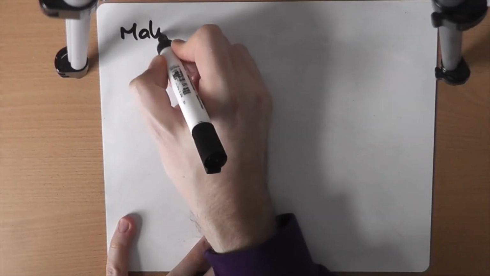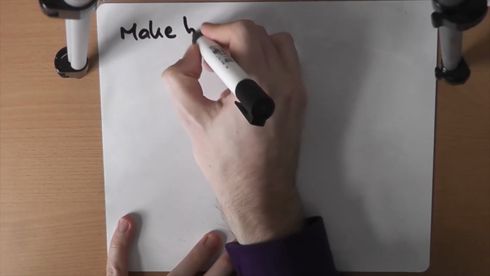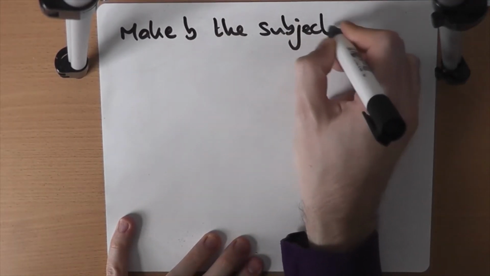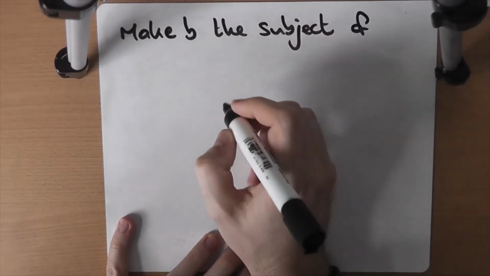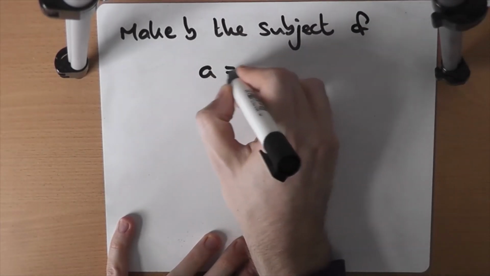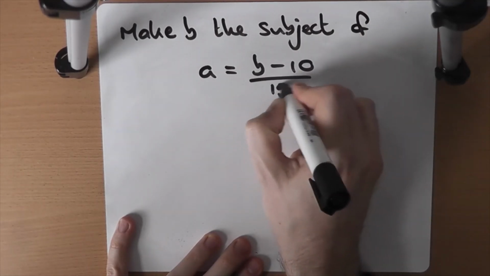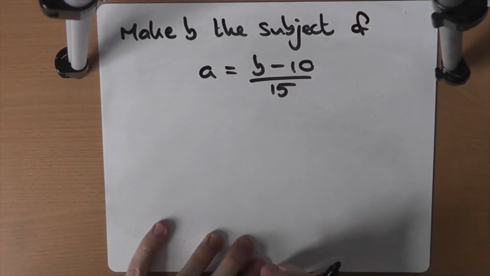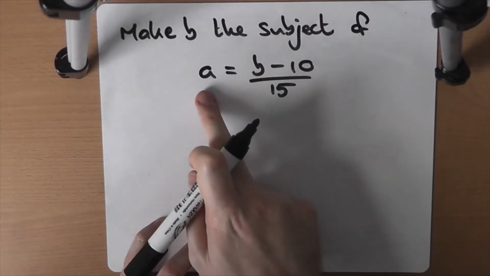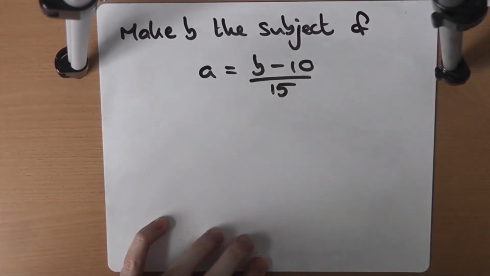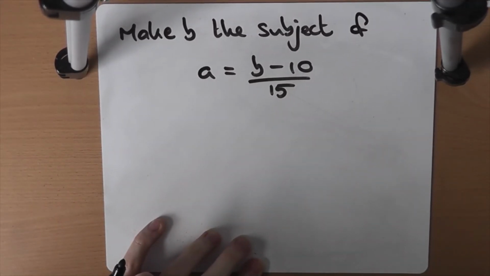We'll use different letters this time though. So we'll make b the subject of a equals b minus 10 and then all divided by 15. The subject of this formula currently is a. This is a formula that inputs b and outputs a. It is a formula, a rule of some sort to generate values of a, whatever a happens to be.